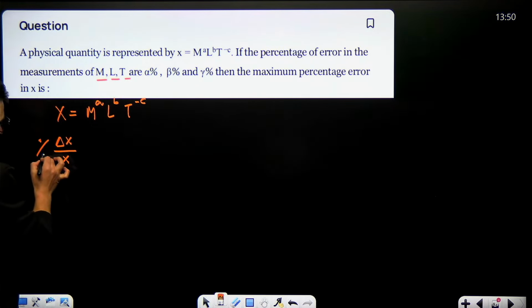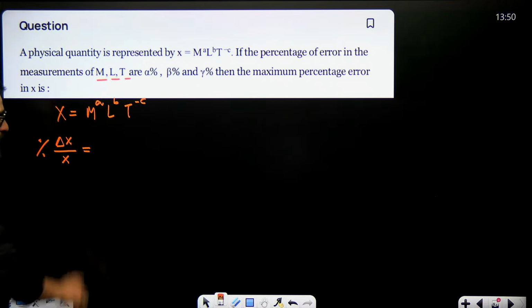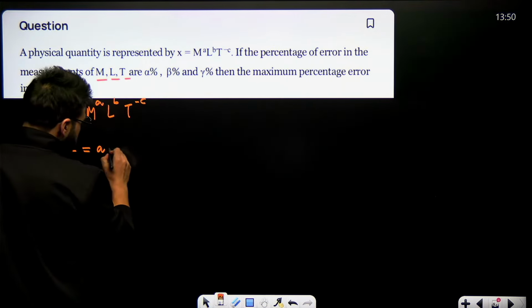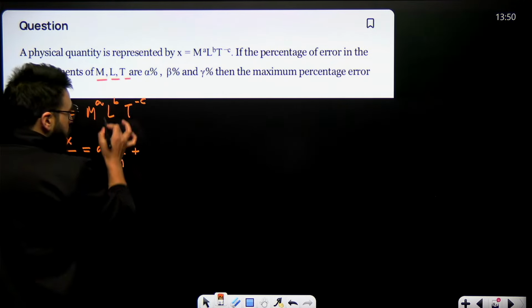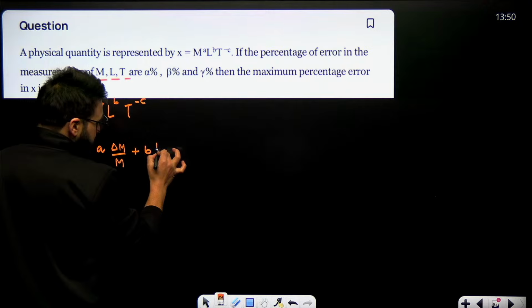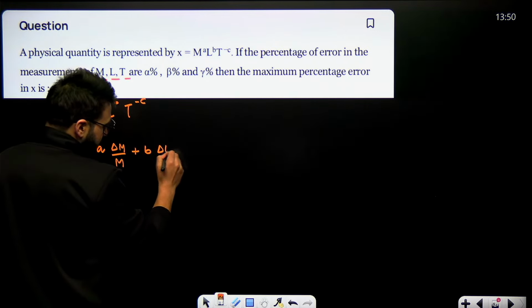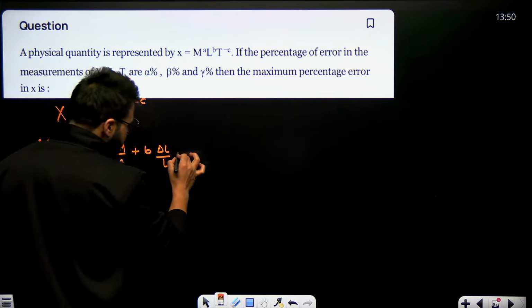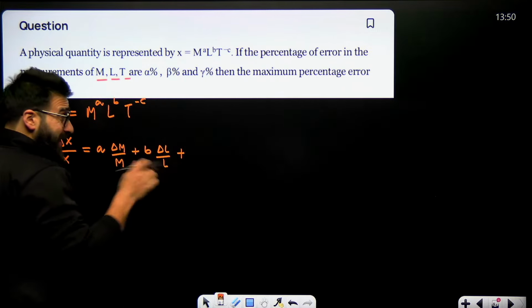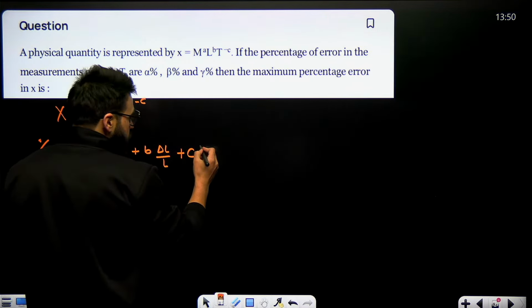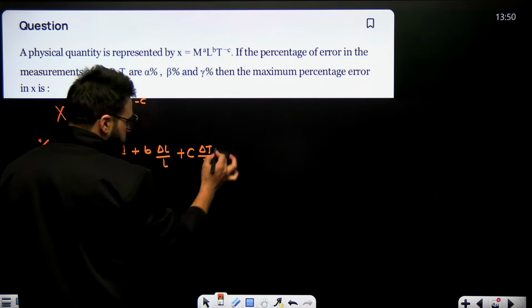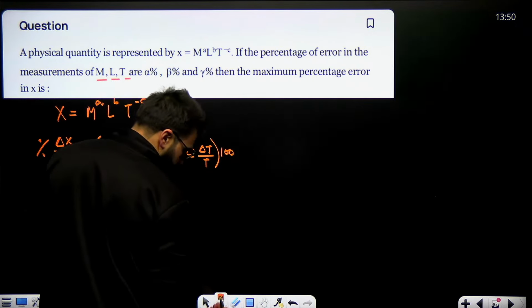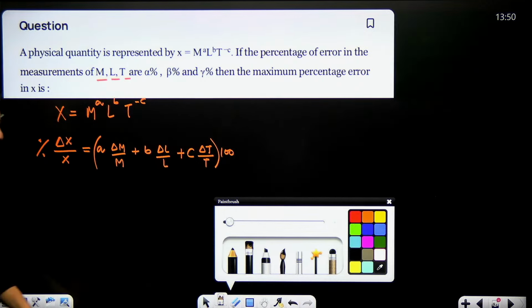So percentage delta X by X will be, guys, power of M is A, so I can say A delta M divided by M. Then plus power of L is B, so this will be B delta L divided by L. Then plus power of T is minus C, so it will be C, power down, delta T divided by T. And if you find this in percentage, multiply this with 100.